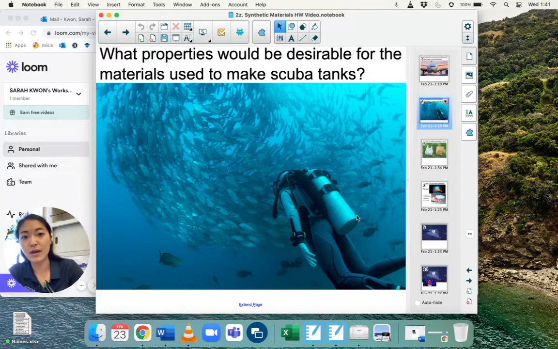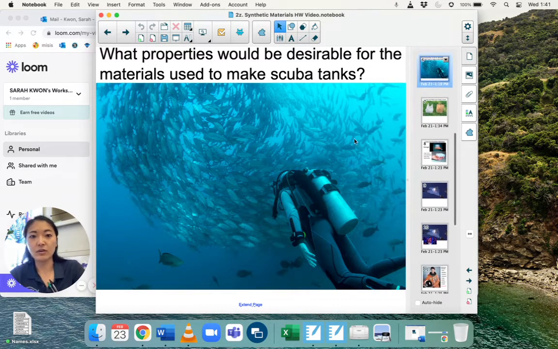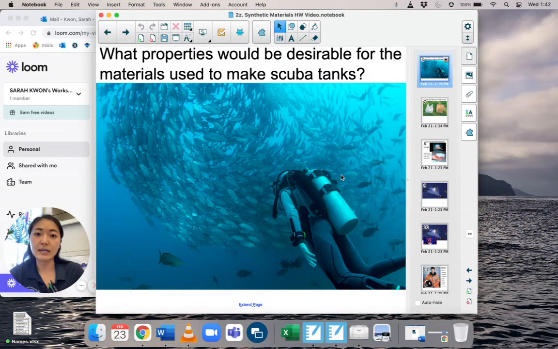So we don't want it to be too heavy and weigh us down. The harder we breathe, right? If we're carrying this heavy thing, the harder we breathe, the more air we use, and the less effective the whole idea of scuba diving would be. So scientists need to think about what material, what metal we need to use that's going to fit our needs. And then we develop the exact type of metal we need based on what we need it for.